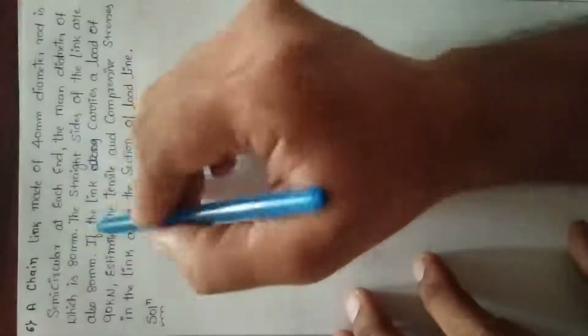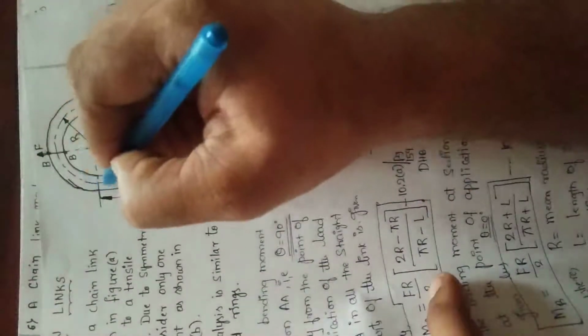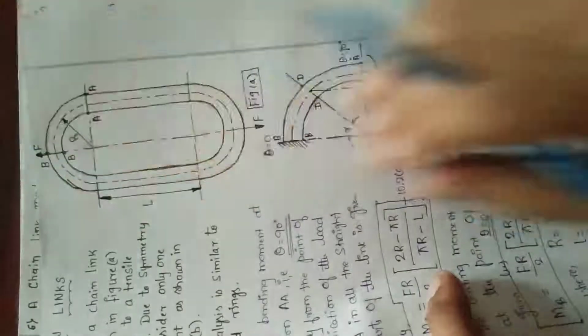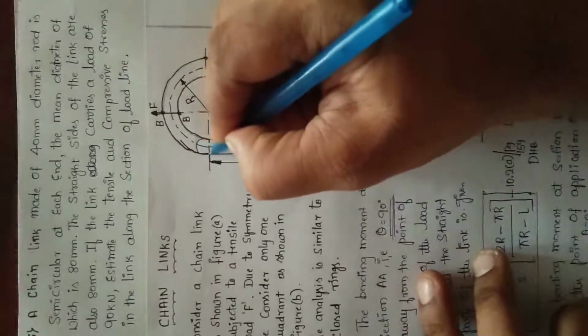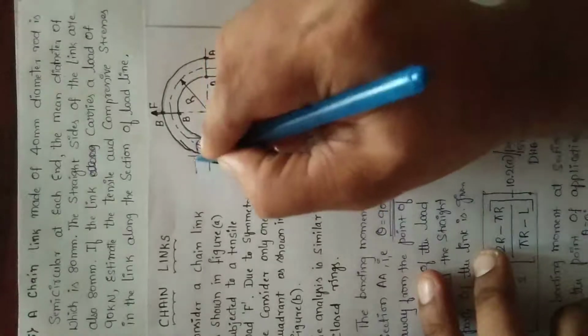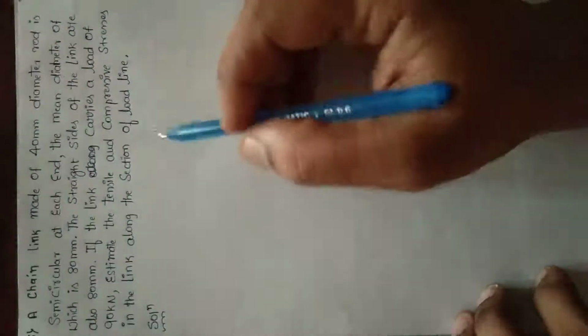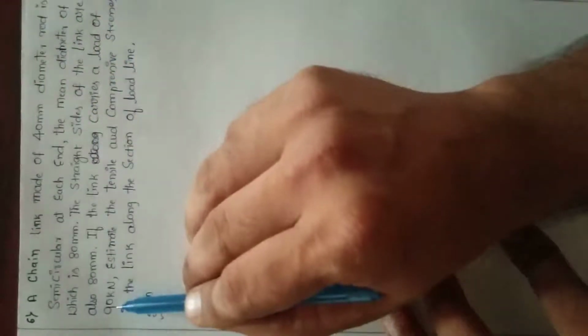The straight length L will be this, and the link is made up of 40 mm diameter, small d. So d is what? d is the small sectional part. If I consider a small section in the link, this is called d. The link is made up of a 40 mm diameter. Then he has said, the link carries a load of 90 kilonewton.